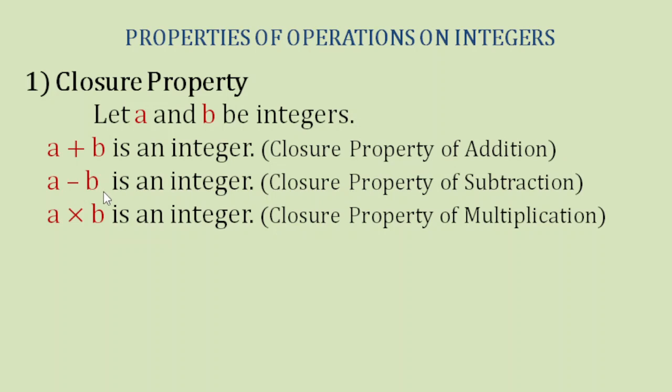And a minus b is also an integer. This is closure property of subtraction. And a times b is also an integer. This is closure property of multiplication. Now, to understand each property, we are going to illustrate them.